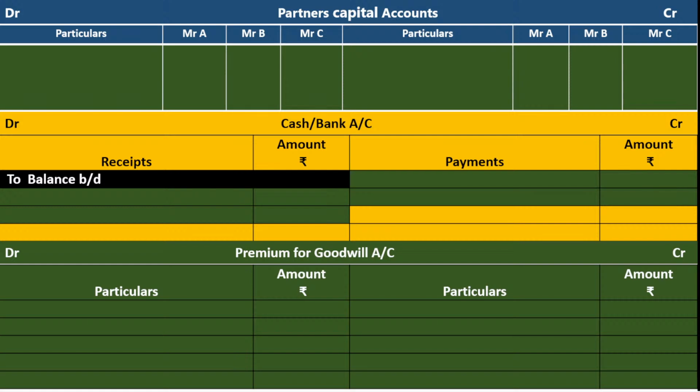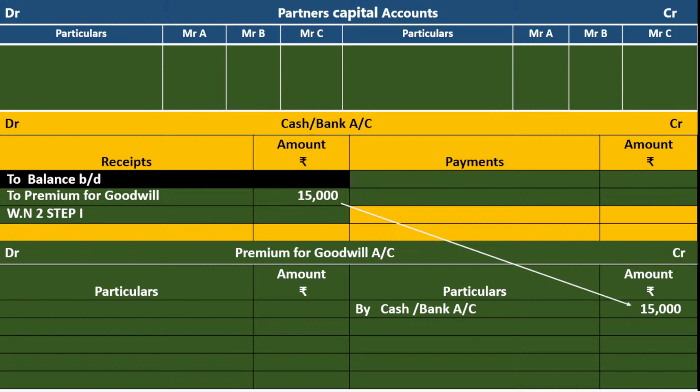When new partner brings the cash for goodwill, what is their entry? Cash or bank account debit to premium for goodwill account. Working note number 2, step number 1 entry, rupees 15,000. We have written in the cash or bank account on the debit side. Again we have to write in the premium for goodwill account. Premium for goodwill account is credited by cash or bank account, amount 15,000. From this we have taken from the cash or bank account. This is step number 1.